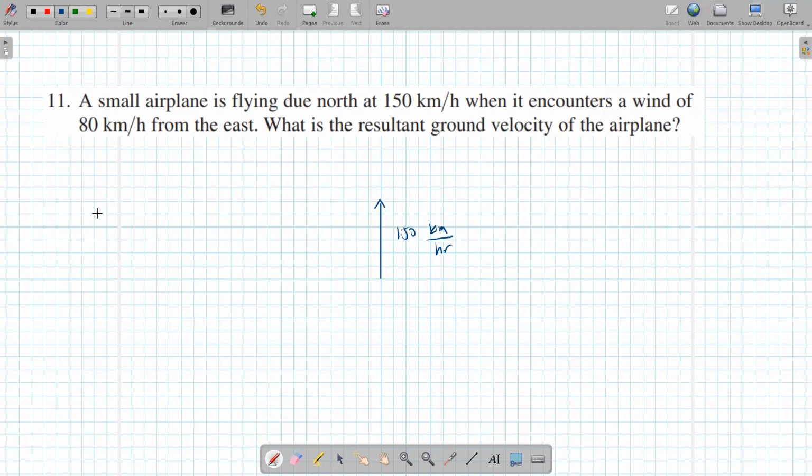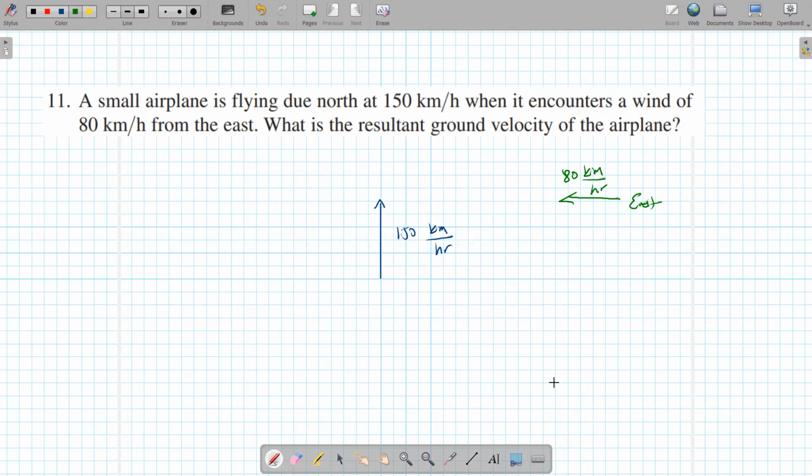Question for you. If there's wind coming from the east, which direction is the wind headed? West. Yeah. So there's a wind. It's coming from the east. That means it's headed this way towards the west. And its speed is 80 kilometers per hour. Okay? What is the resultant ground velocity of the airplane?